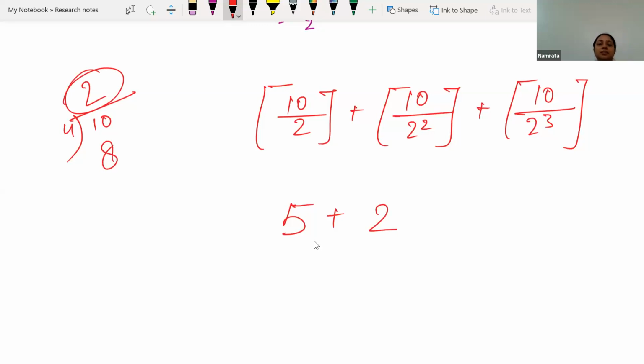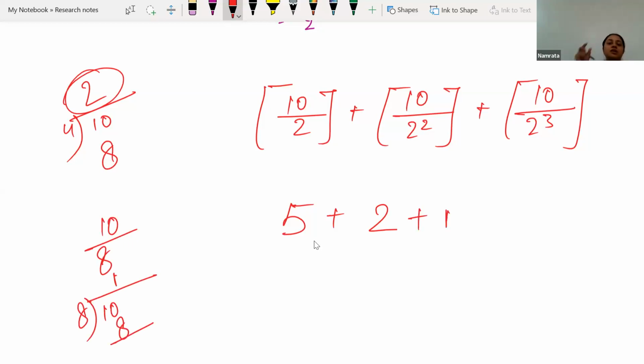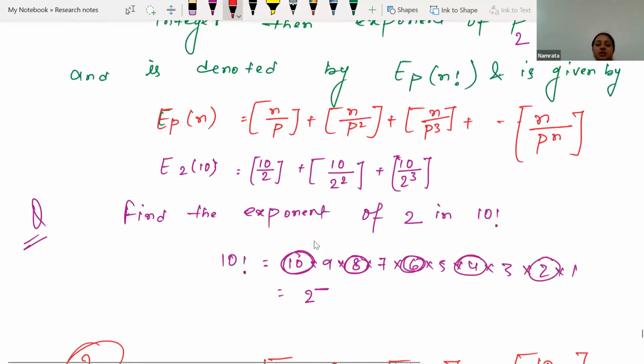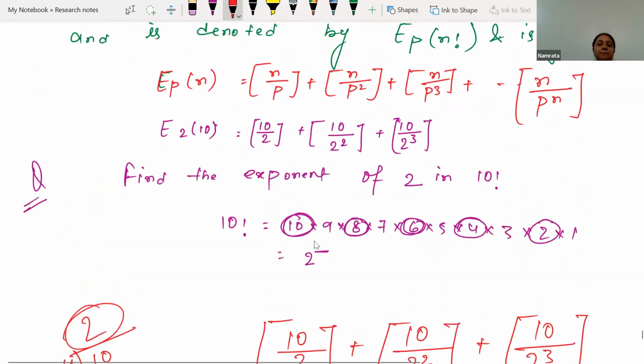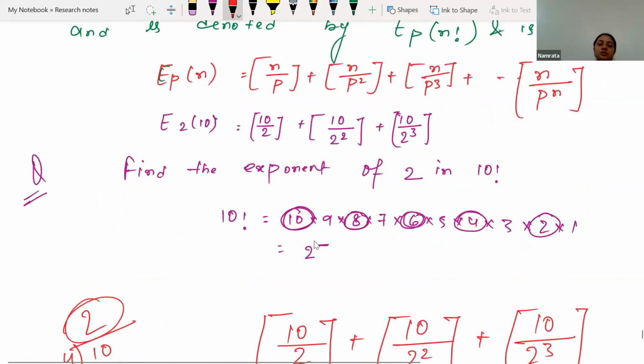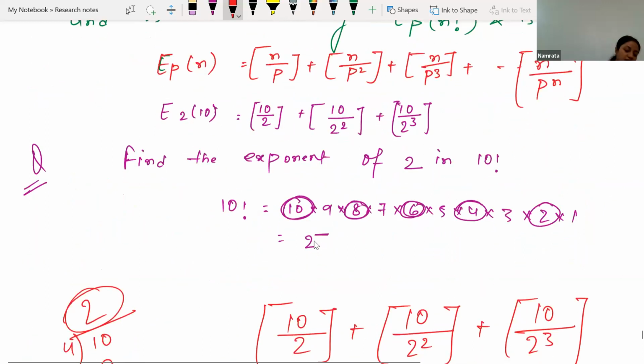Right, Lena? Yes. And 10 by 8 means 8 divides 10 how many times? 8 once, and after that 1 point something comes, which we don't have to take. We just take the integral value: 5 plus 2 plus 1 is 8. So the power of 2 will be 8. Are you getting it? Yes, ma'am.